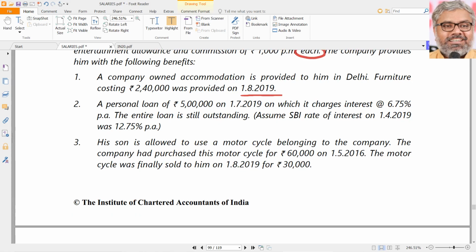And a personal loan of 5 lakhs is granted, on which the company charges 6.75% interest. Entire loan is still outstanding. Means there is no payment. That is a point here to be noted. When there is payment every month, monthly you have to calculate. When there is no payment, no problem. Directly 5 lakhs into, and what is the SBI rate of interest? 12.75. So 12.75 minus 6.75 is 6%. So calculation can be directly done like this. 5 lakhs into 6% into, that was per annum. How many months here? 9 months only. 9/12. So interest perquisite will be 22,500.